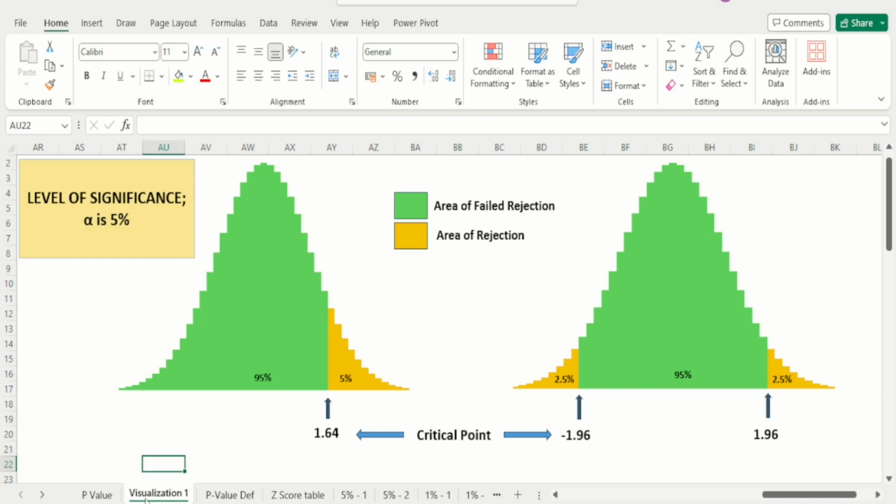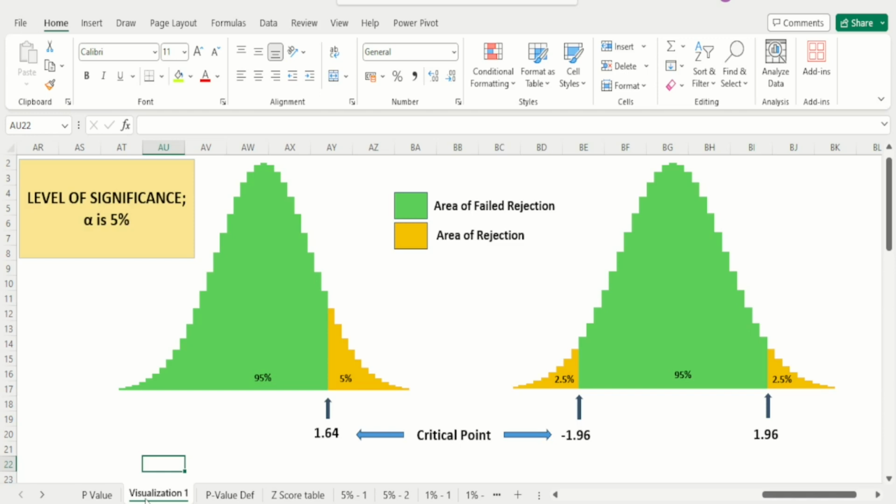So that's the level of significance. It is often denoted by alpha, as you can see on the screen right now. And to keep it simple, we'll begin with a level of significance, or an alpha, of 5%. What we also know from the previous videos, as well as from your own experience of dealing with statistics at this level, is that the alpha that you select divides the entire distribution of the means into two parts. One part is the area of rejection, and the other part is the area of failed rejection.